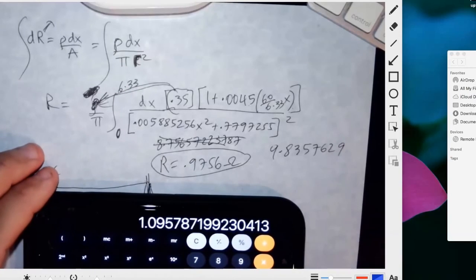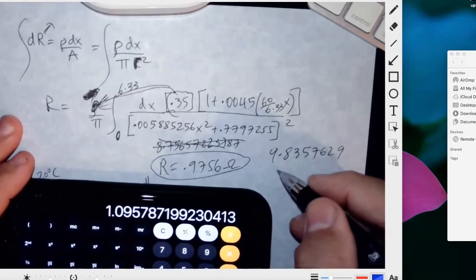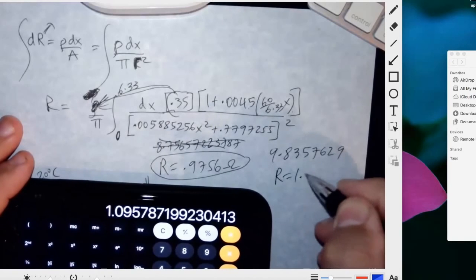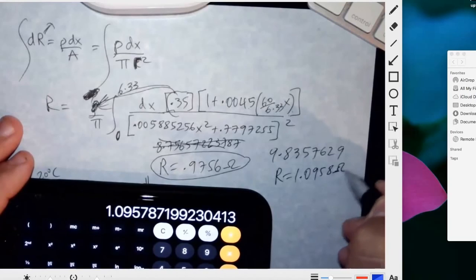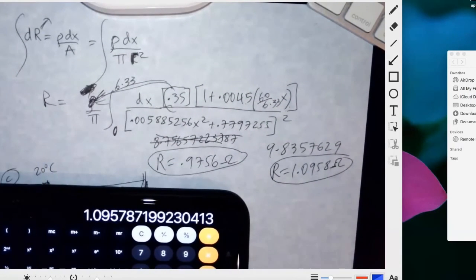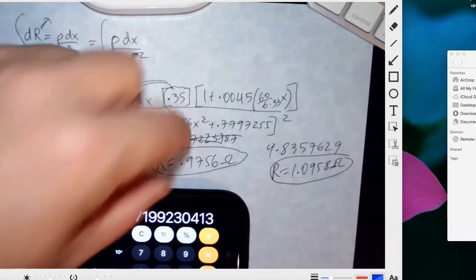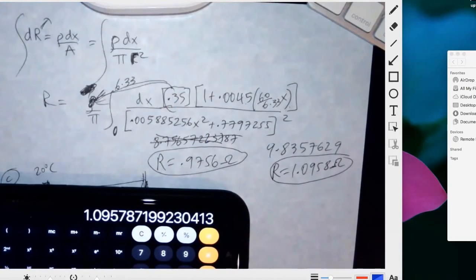Ooh, it's still less than when it was uniform wire. R is 1.0958 ohms. Because it's opening up, that's really affecting it. Yeah, so it's still less, but it definitely is bigger than when the temperature is the same. 1.0958 ohms.